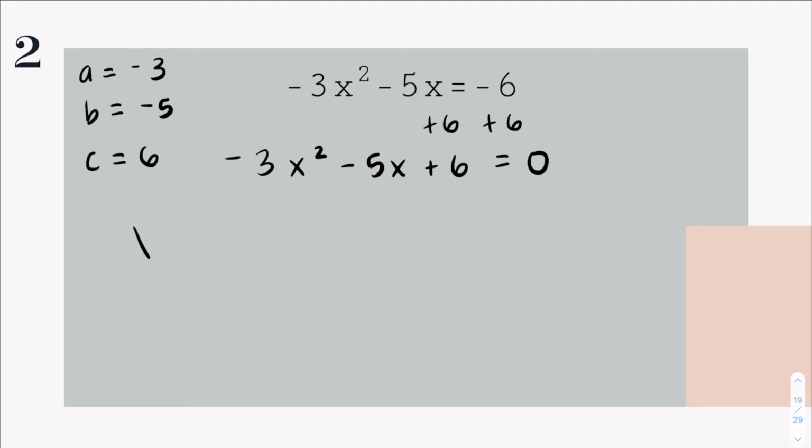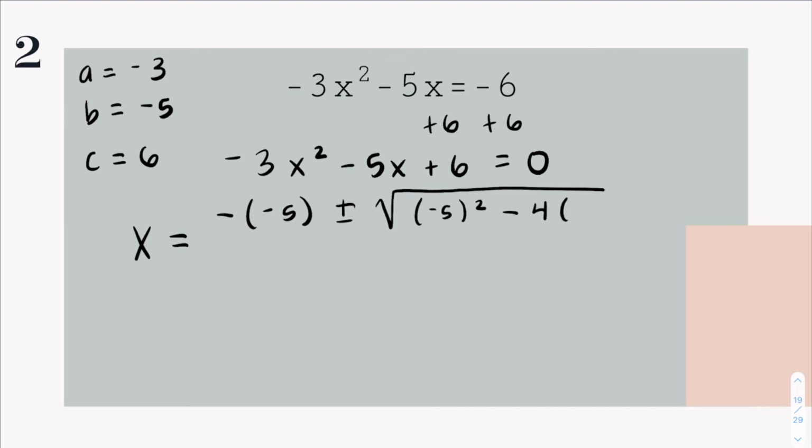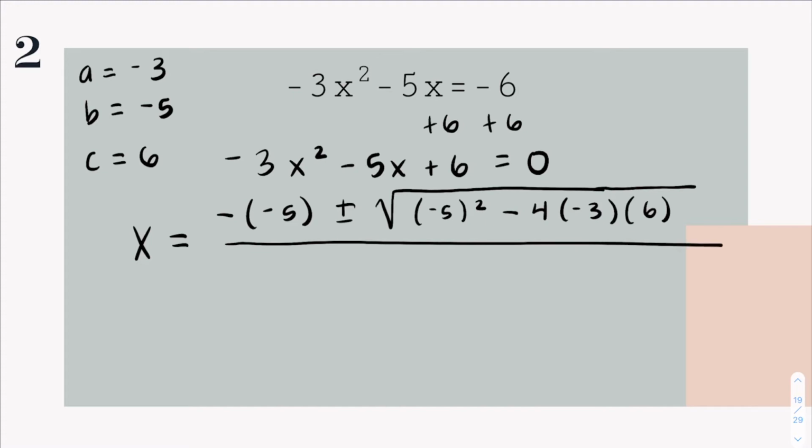So then replacing the variables in our formula, we get x equals negative 5 plus or minus the square root, negative 5 squared minus 4 times negative 3 times 6, all over 2 times negative 3. Okay, so now we're going to simplify it in our 3 parts. Negative 5 gives us a positive 5.